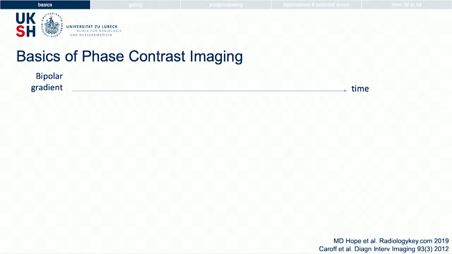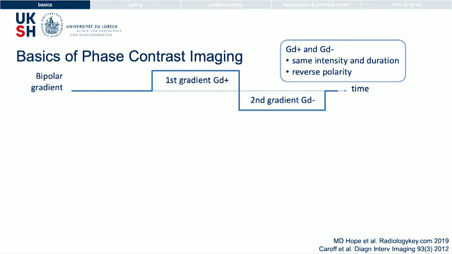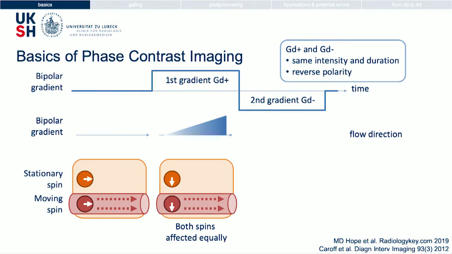It all starts with a bipolar gradient. So you apply 2 gradients, they have the same intensity and duration, but a reverse polarity. And they act on the spins in your body, or in your patient's body. So there's the stationary spins, for example, fat or muscle tissue, and the moving spins in your blood cells, so the flowing blood. So this is a vessel and the surrounding tissue. And if you apply the first gradient in flow direction, that's very important, this gradient affects both spins equally.